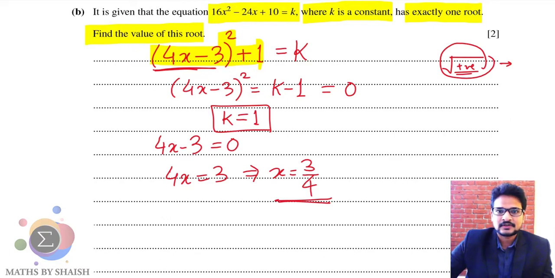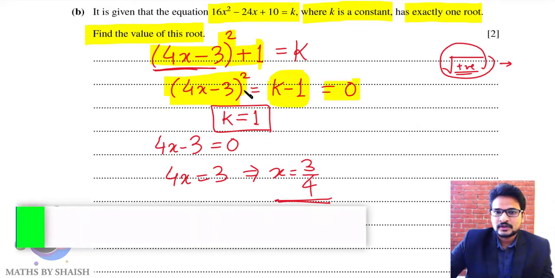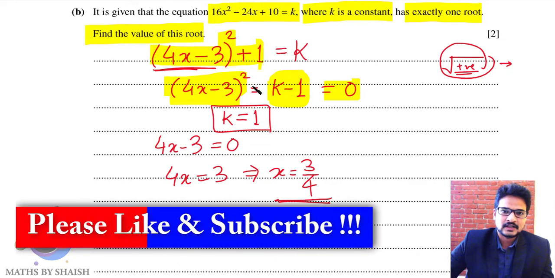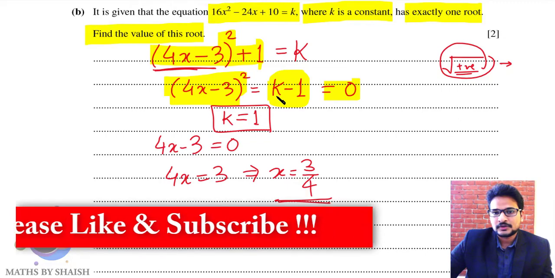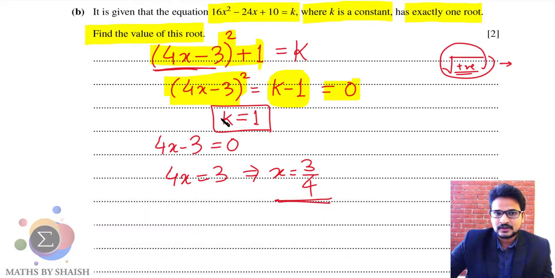So first of all, we transfer this plus 1 to the other side. So we get (4x minus 3) squared equals k minus 1. In order to get exactly one root, this k minus 1 has to be 0. Then we get 4x minus 3 as plus minus 0, that is only one root. So for that, k equals 1. Then taking the square root, we get 4x minus 3 equals 0, which we solve to get x equals 3 by 4 as the root. So this is the only root of the equation when k equals 1.